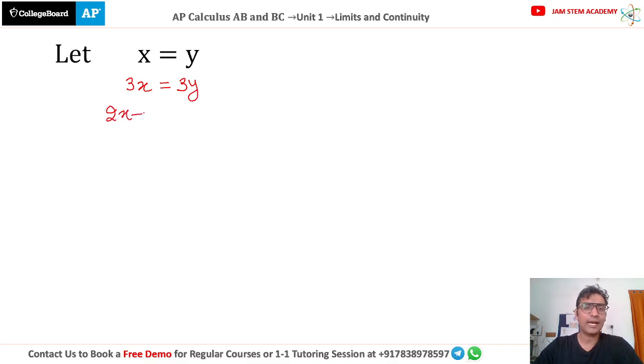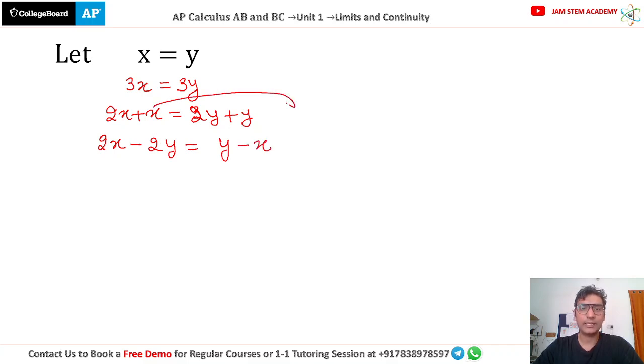I can write this 3x as 2x plus x and that 3y as 2y plus y. Okay, now it is also the same, right? So let's bring this 2y to the other side. So I can write 2x minus 2y equals y, and on the same side, take this x to the other side. Can you see that? Sending this x to this side and 2y to this side. Now 2x minus 2y, let's take out 2 common. I get 2 times x minus y equals, take out the negative sign common. So can I write it as negative of x minus y? Right? Now you can divide both sides by x minus y, right?